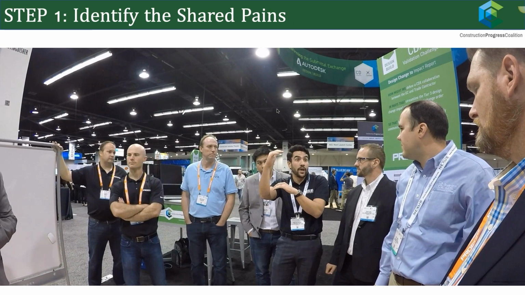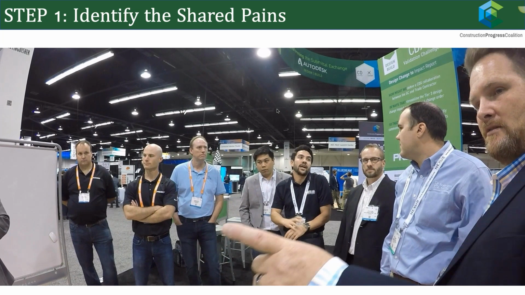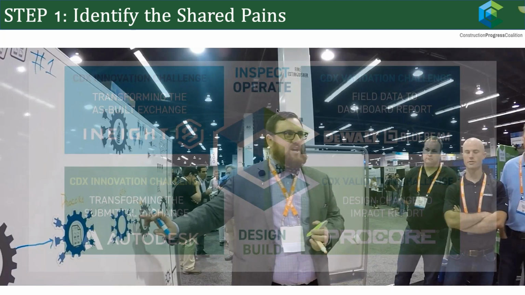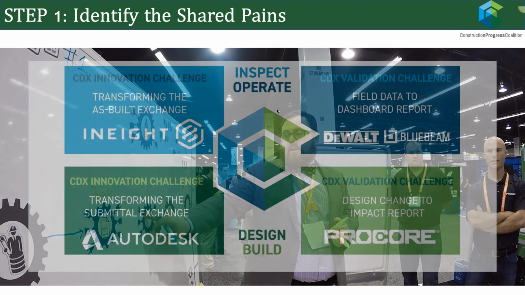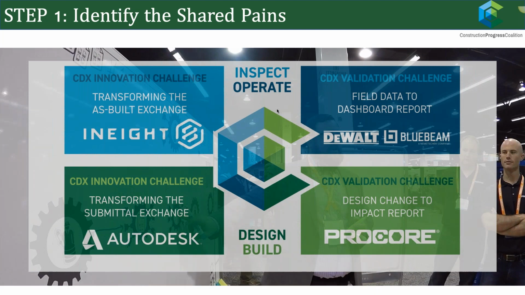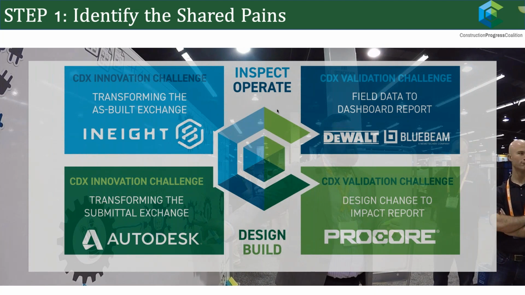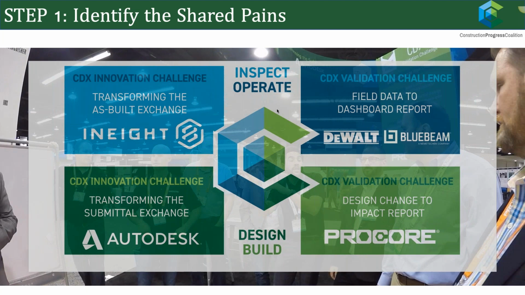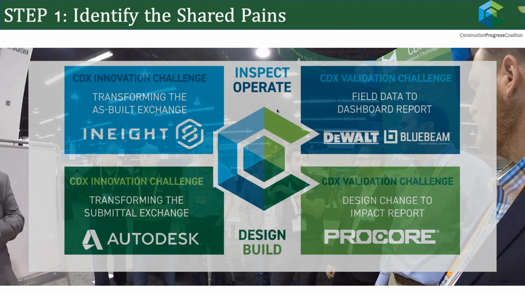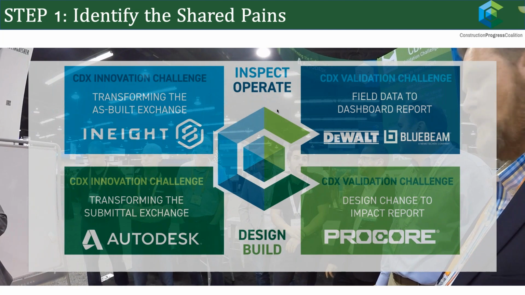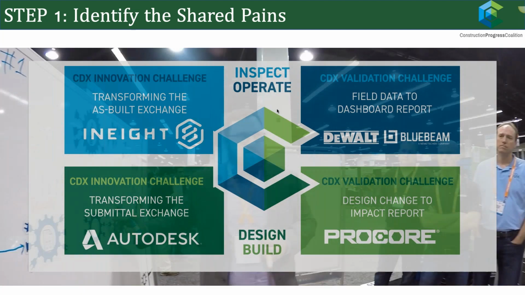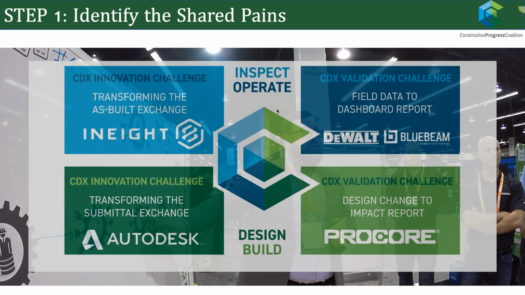So again, for those who were not at AEC Nexus last year for the Open Integration Summit, had some really great discussions about 4 of these shared pains topics. So we've really done the majority of the legwork for step 1 of identifying the shared pain. We talked about the as-built handover. We talked about all this field data to dashboard collection and reporting. We talked about the submittal exchange and how to transform that, as well as once late changes do happen, how do we effectively and efficiently track those true cost impacts?